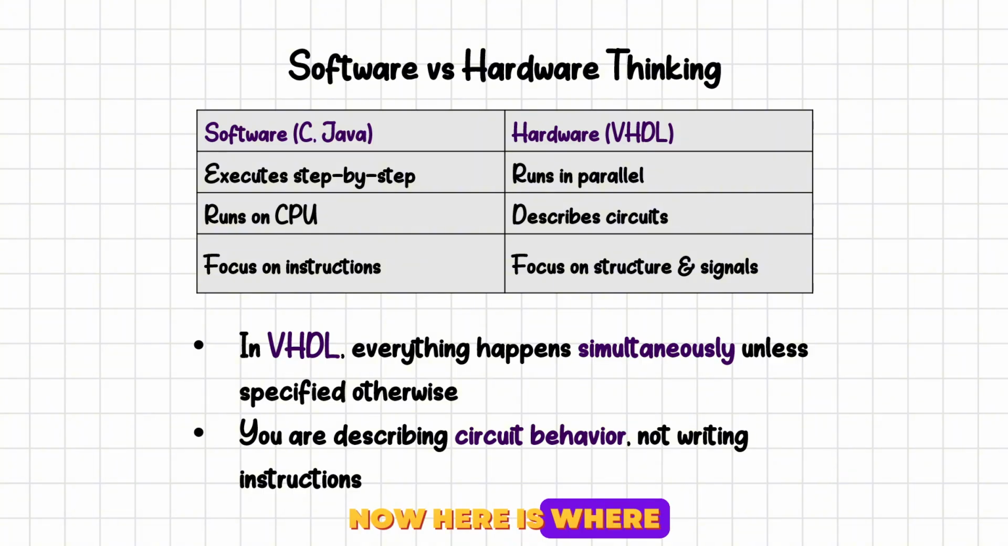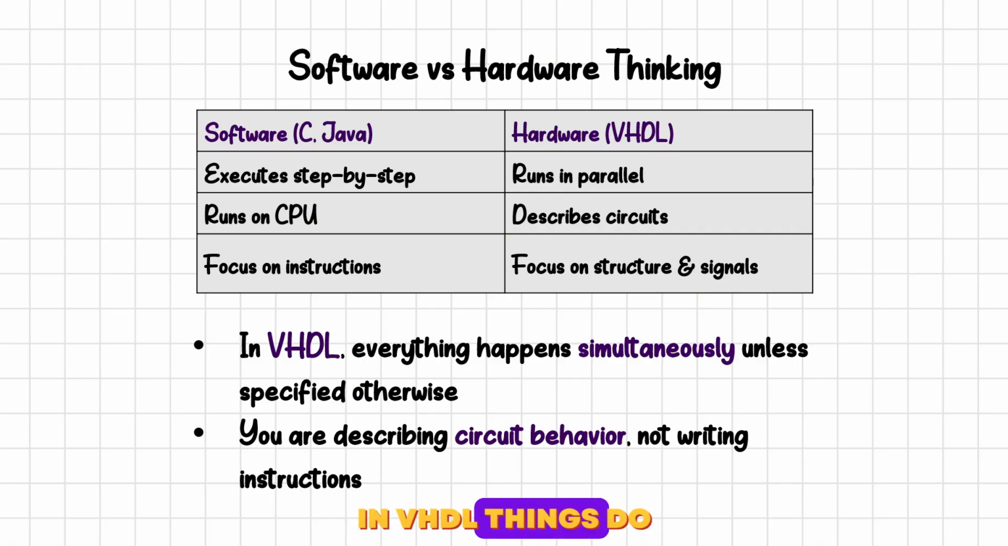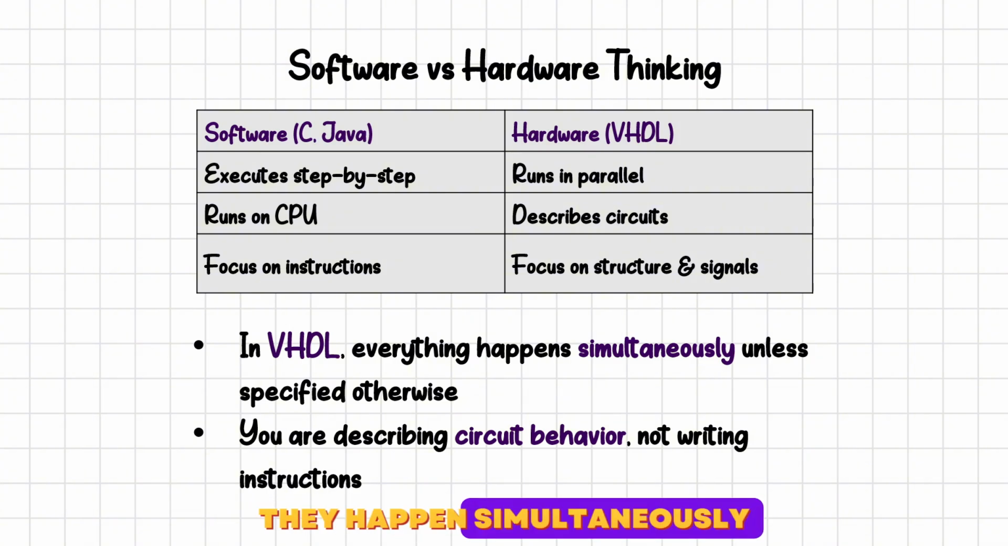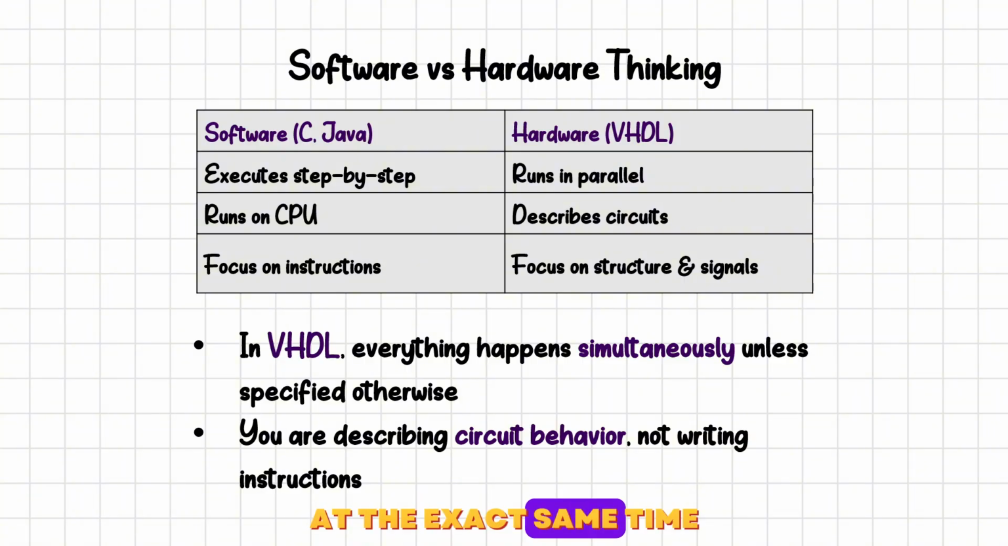Now, here is where many beginners get confused. This is important, so pay close attention. If you have written code in C, Java or Python, you are already used to software thinking. Your code runs one line at a time, step by step, on a processor. VHDL is fundamentally different. In VHDL, things do not happen one after another. They happen simultaneously. Because in real hardware, multiple signals and components are active at the exact same time.